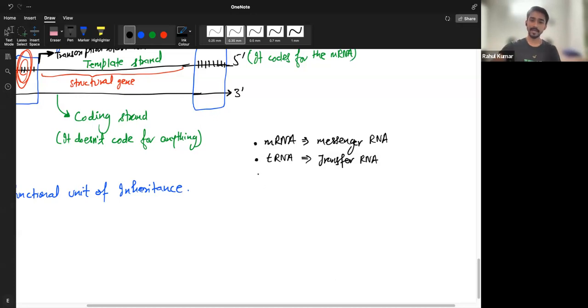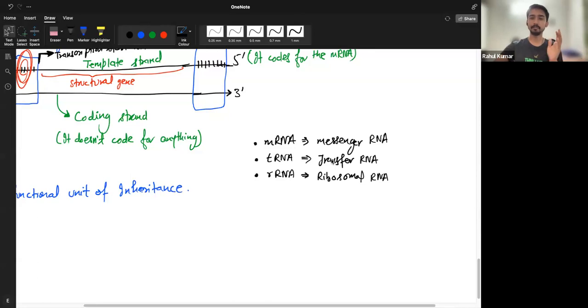Okay. The last is rRNA. There are others also, but just for the sake of simplicity, what is a rRNA? Ribosomal. Ribosomal RNA. Where is this present and what does this do? It is a part of ribosome. Yes, it is a structural part of ribosome itself.